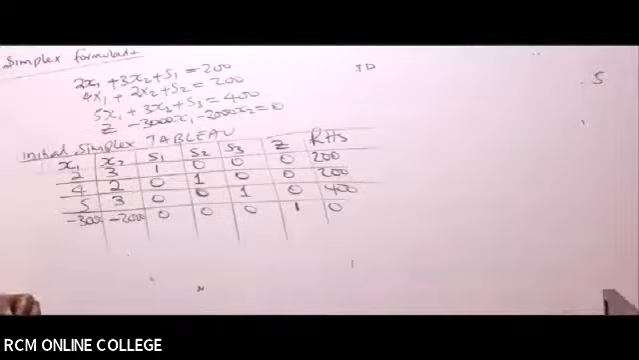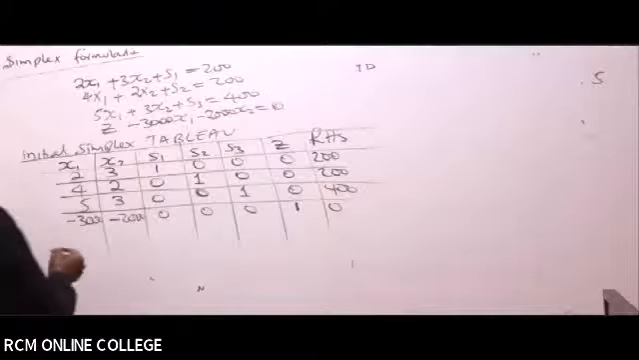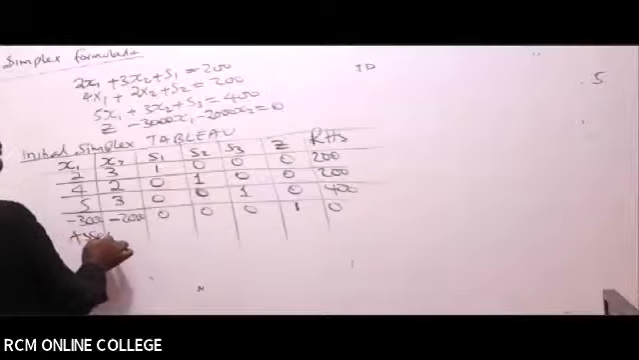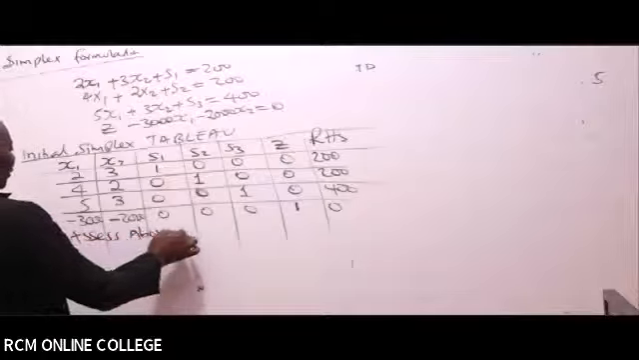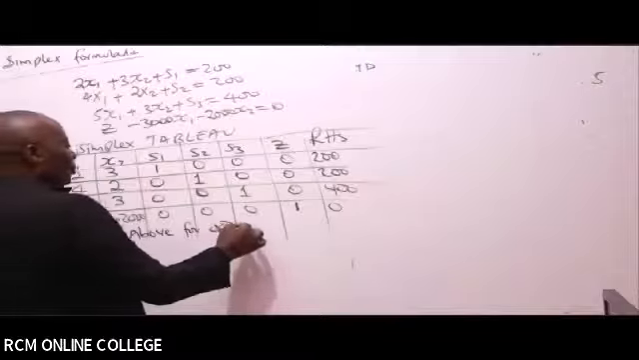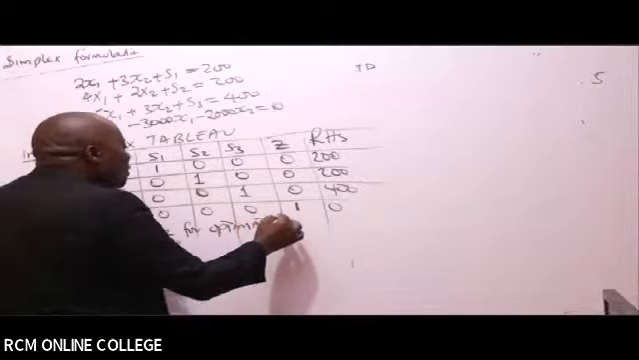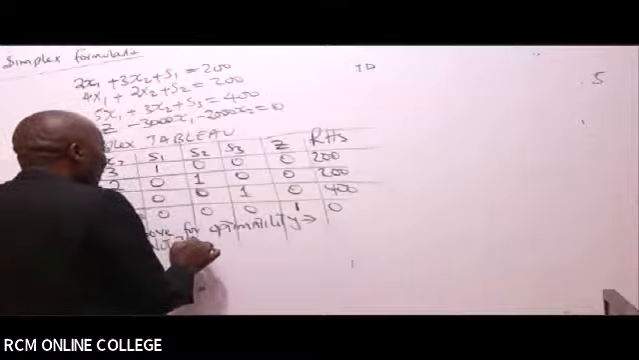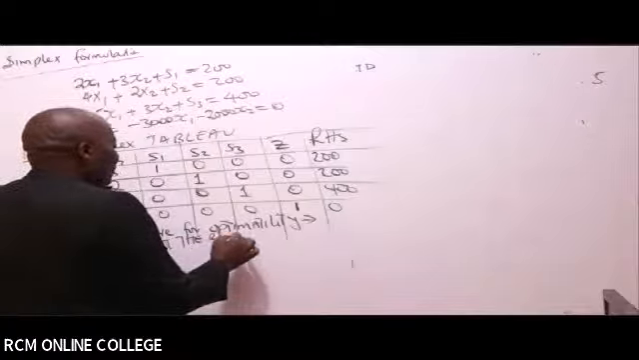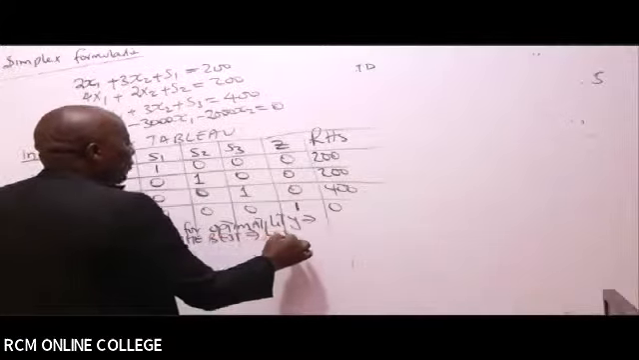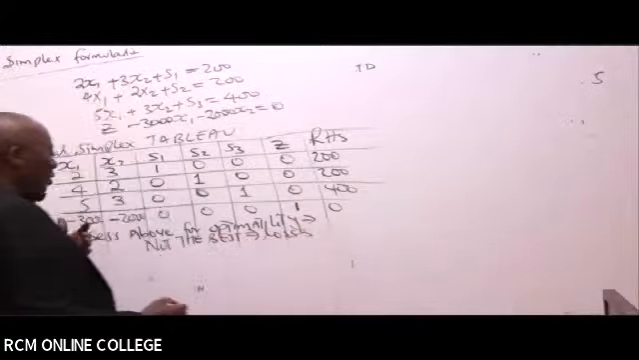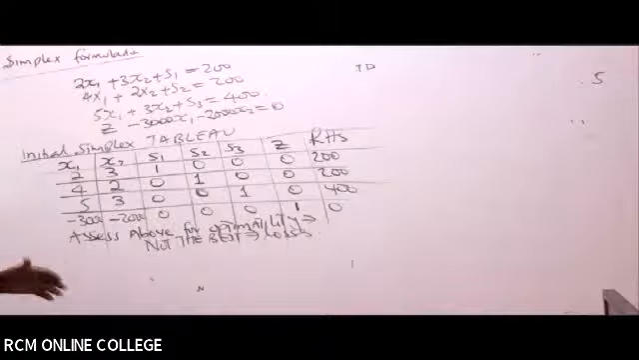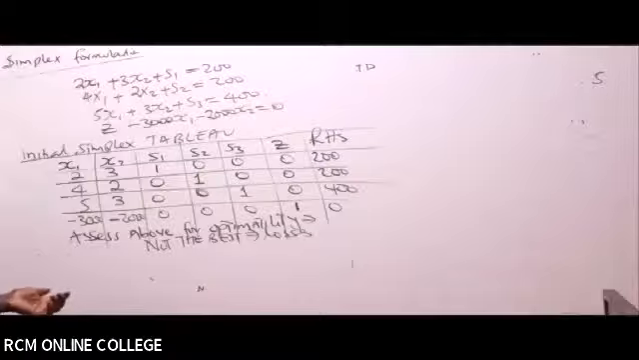Yeah, we assess this for optimality. Assess the above for optimality. This cannot be the best table, simply because we have losses. We have negatives. How can it be the best when I can see losses? So the above table is not optimal. It's not the best, so go ahead and make another table.